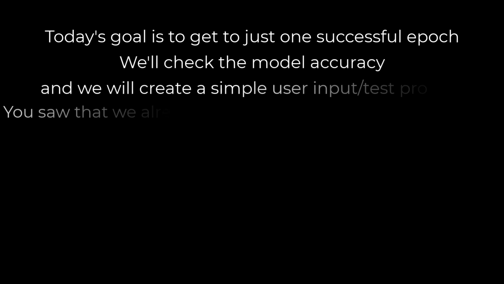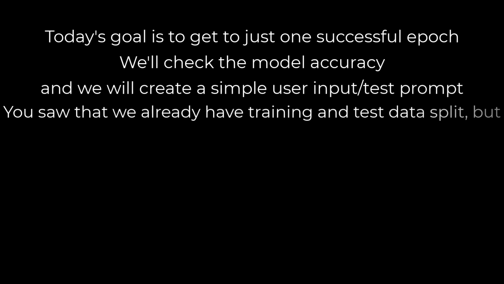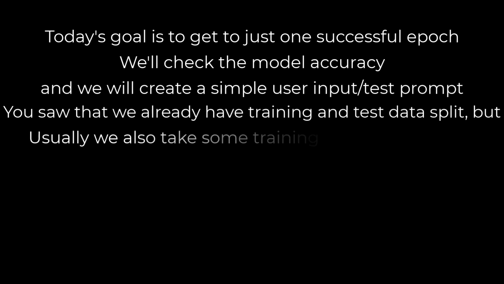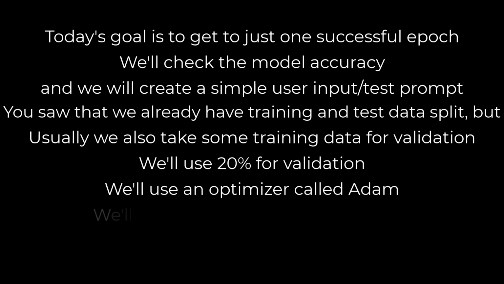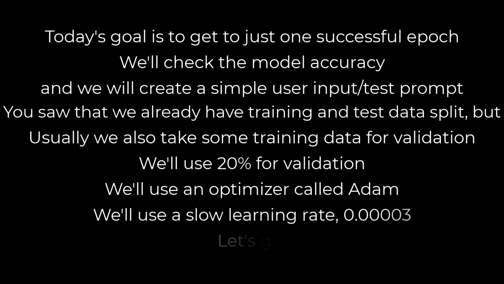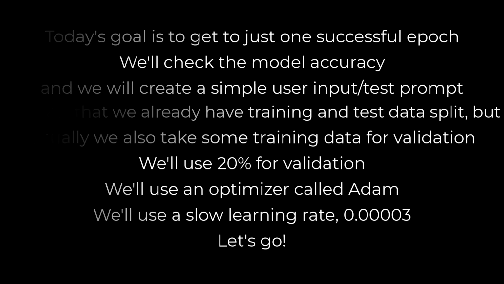We're going to check the accuracy. We're going to create a simple user input, and we're going to talk about how we split our data. Today, as you know, we already have the training and test data split, but we're also going to do 20% for validation, so we'll talk about that. We're going to use Adam as our optimizer. We're going to use a custom learning rate, which is quite small, and we're going to talk about a whole bunch of other stuff as we blast through our coding. This is going to go very quickly, so hang on to your seats.